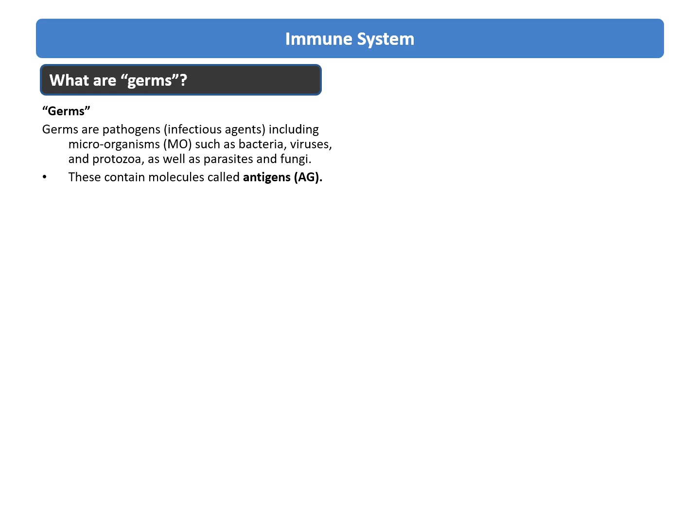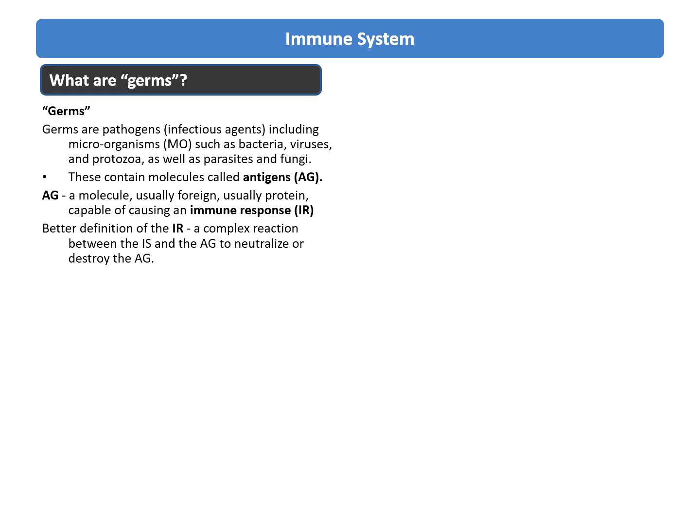These contain molecules called antigens. An antigen, therefore, is a molecule, usually foreign and usually protein, capable of causing an immune response. A better definition of the immune response, then, is a complex reaction between the immune system and the antigen to neutralize or destroy the antigen.